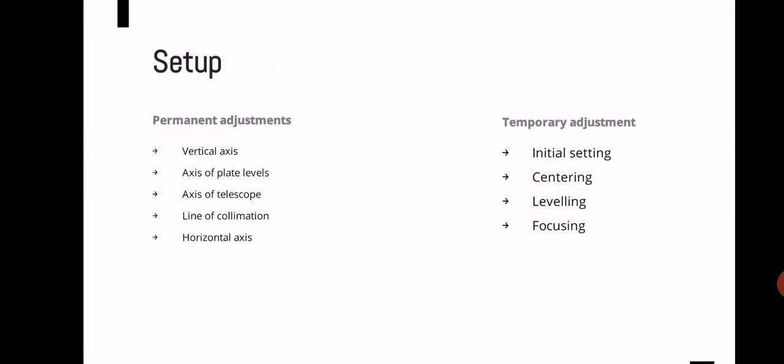After that, centering. Centering is bringing the vertical axis of the theodolite exactly over the station mark, and we can check it through the plummet, the optical plummet. After that, we have to do leveling to keep the machine vertical and aligned with the force of gravity, avoiding any tilt, so as to get precise measurements of the angles.